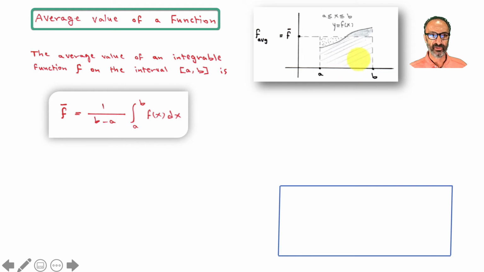Now this here is from a to b and y is f of x. So I'm going to go from a to b and y is f of x. If I do the integral from a to b of f of x dx, I'm looking for the area that is under the curve from a to b, which is kind of like this shape right here. That's called net area. Integration gives me the net area.